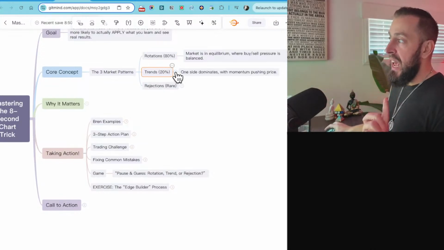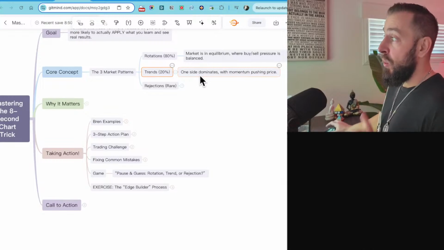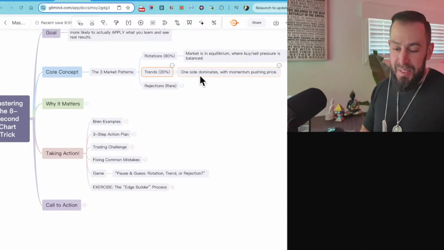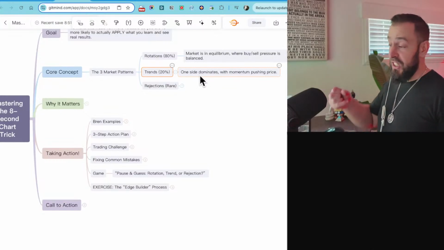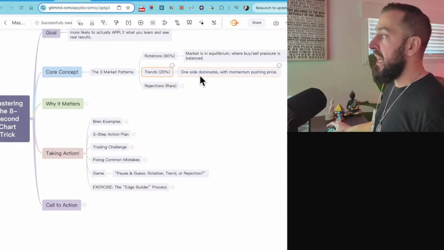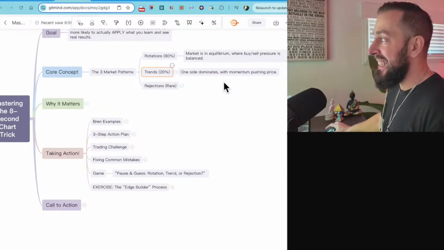Next, you have a trend. And 20% of the time, one side dominates the market. That's when the bulls come in and they say, step aside, bears. We have the conviction, and they send the market racing up. Or the opposite, right? The bears dominate the bulls and they send the price down, okay?